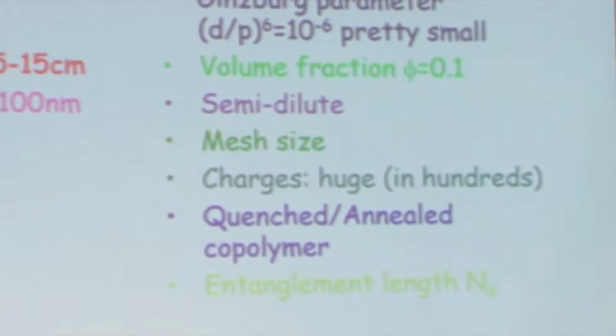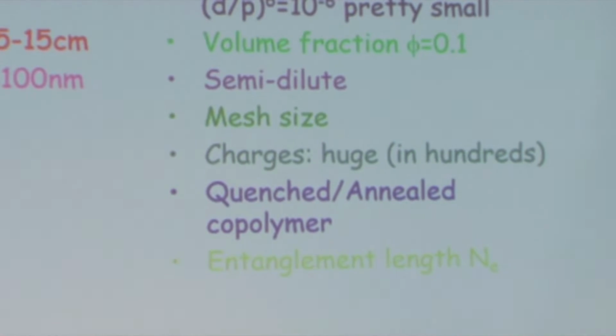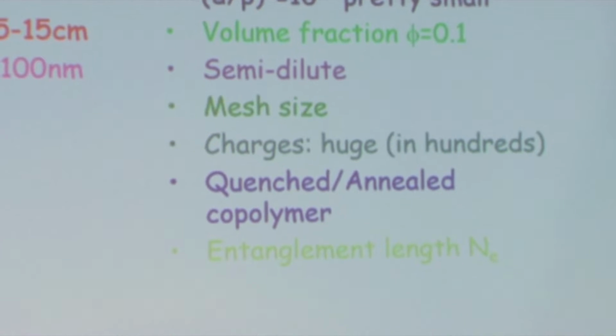So volume fraction, how dense is this object? If you estimate volume fraction as I will show in the next slide, perhaps it's about 10%. So in terms of polymers, it means it is a so-called semi-dilute polymer system. It means it is sufficiently dilute, volume fraction is much less than 1, but it is still very much an interacting system. It is what de Gennes called a semi-dilute system. And then there are a few more comments about mesh size, charges, and other things.